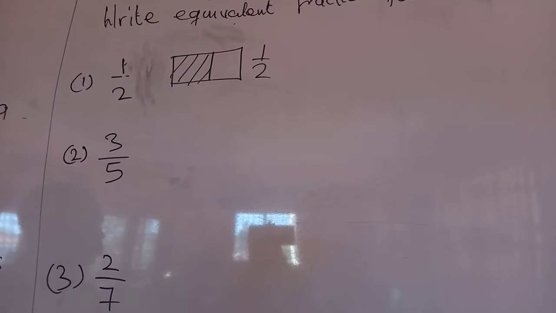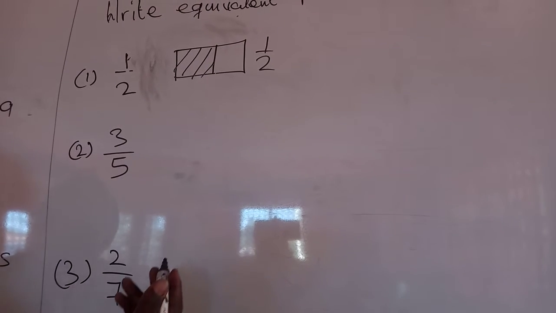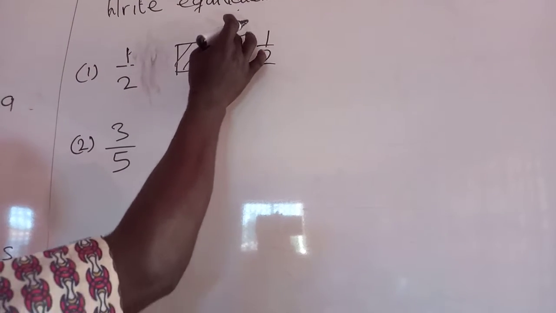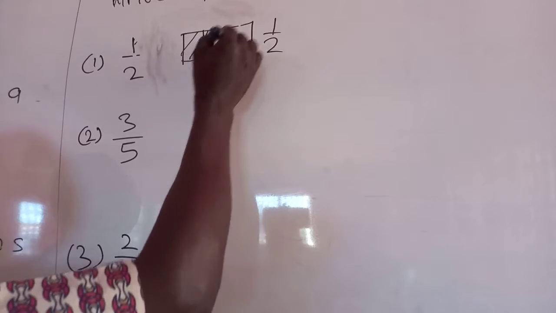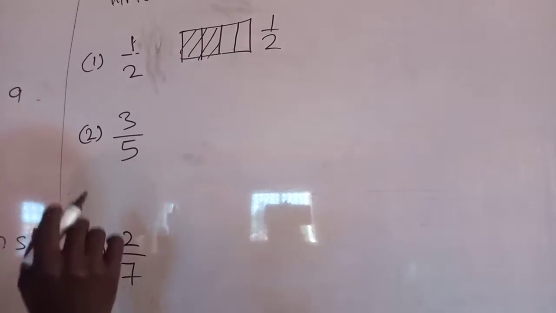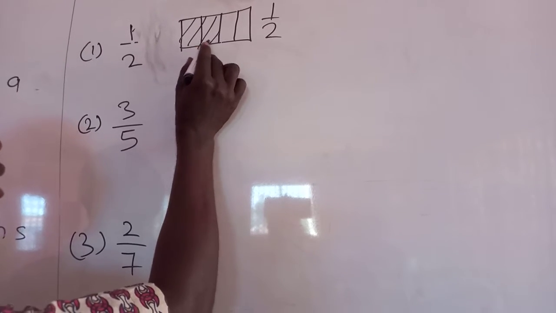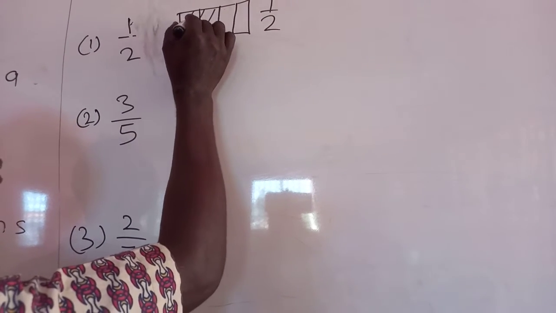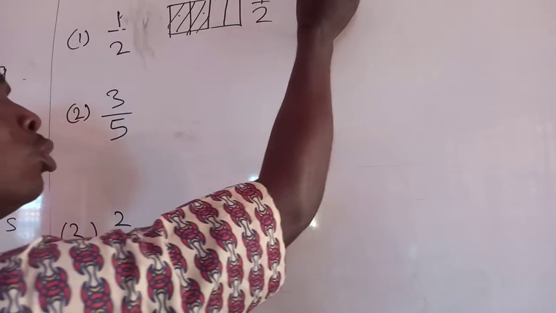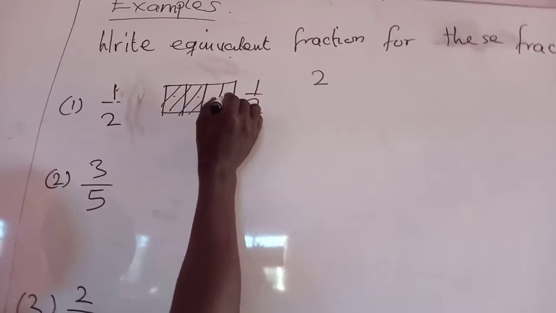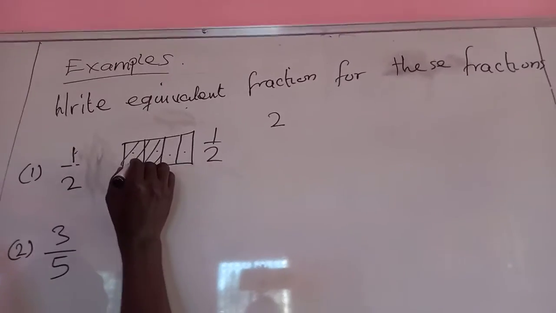I want to find the equivalent fraction for this. What can I do? To find the equivalent fraction, I can just divide this one and this one. So dividing this and dividing this, I'll form a new fraction, but now it has become smaller than the first one. So now the shaded portion has become 2, right? And then the unshaded portion has also become 2. But let's count the whole.